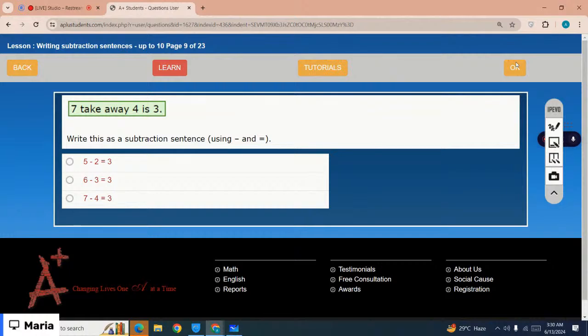Option number 3 is the correct option. Taking away means you are going to subtract. So 7 minus 4 equals 3. Got it?